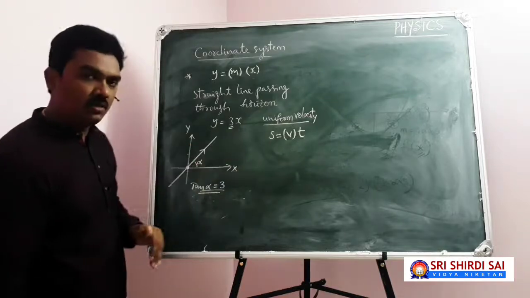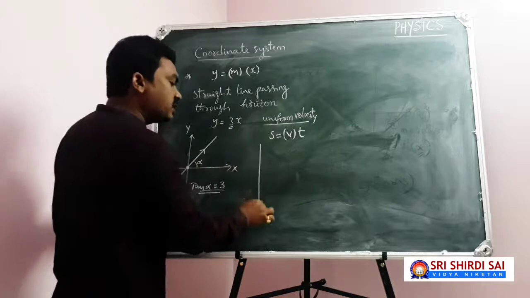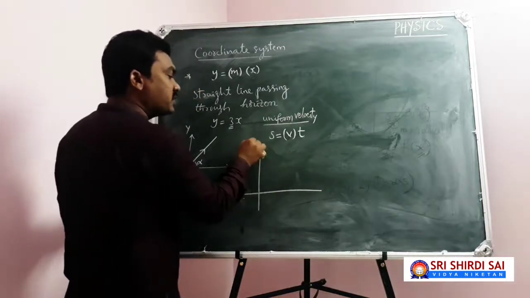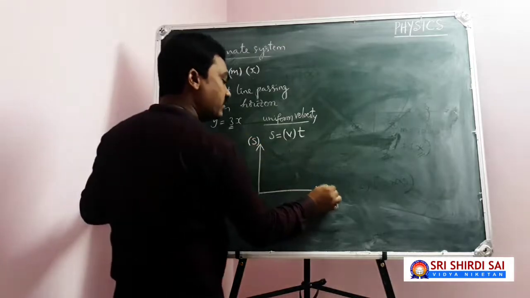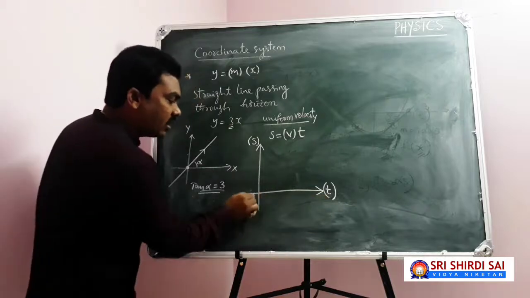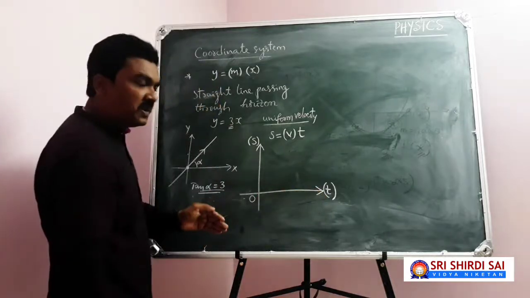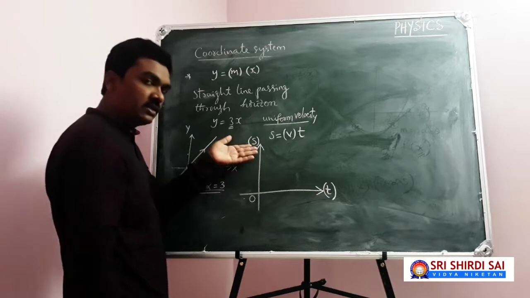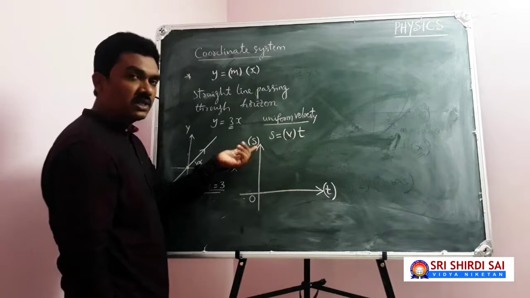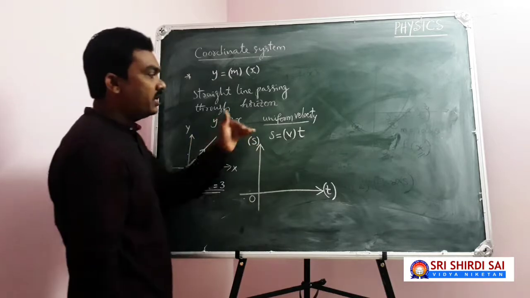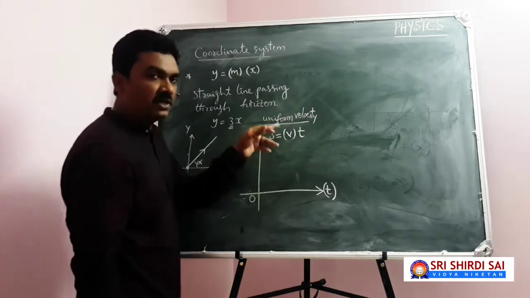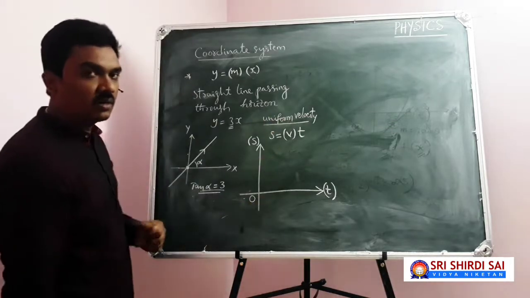Why I am telling this? You can analyze a graph between displacement and time. But you see, the time values should be mentioned along the x-axis and the displacement values should be taken along y-axis. Because time is independent variable and displacement is dependent variable. And here displacement equal to velocity into time, resembling y equal to m into x. Then what you can conclude?